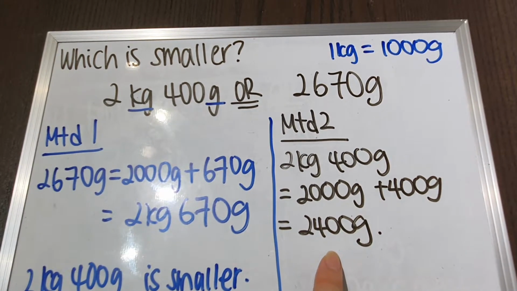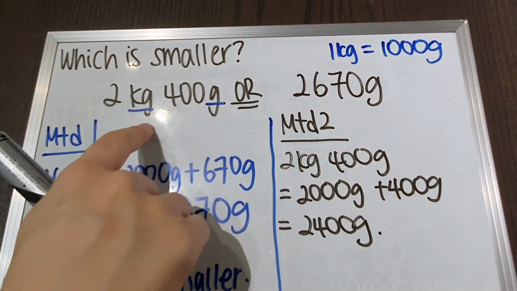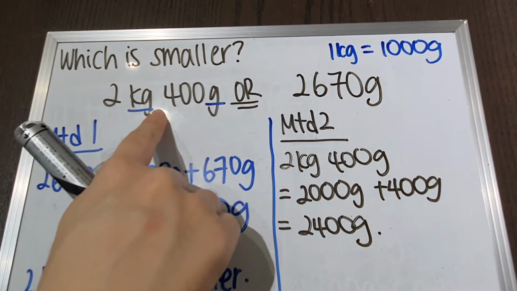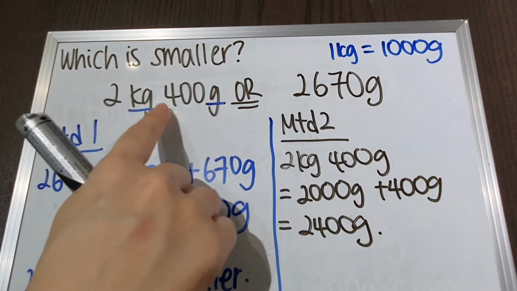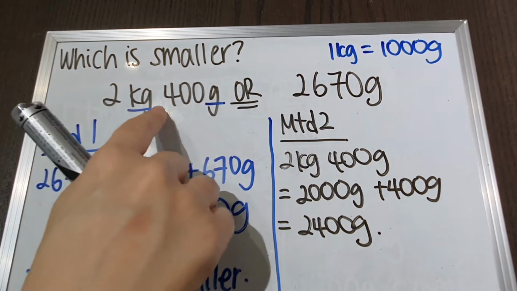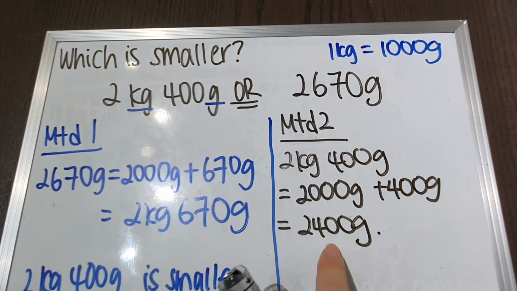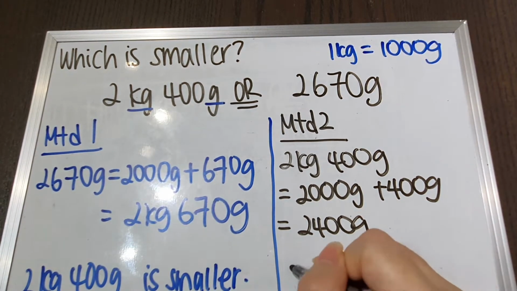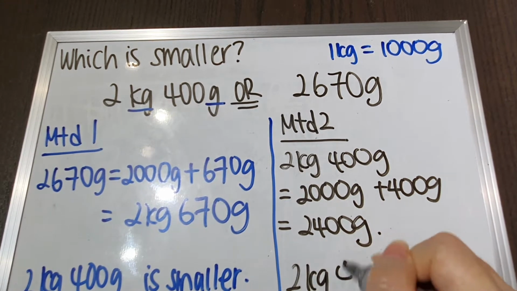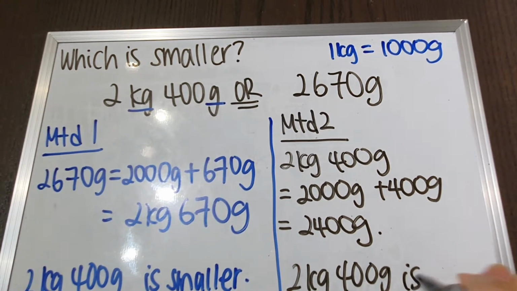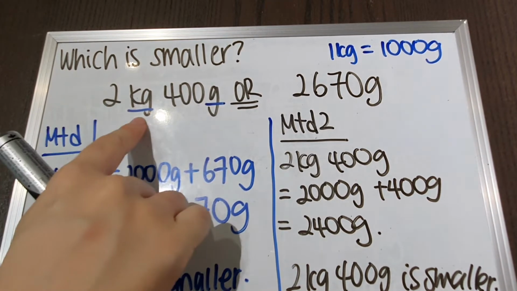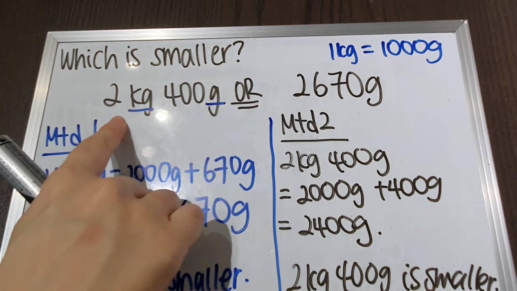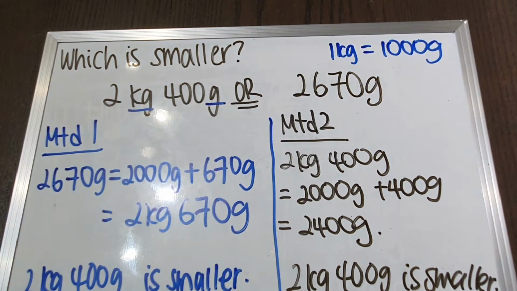However, in the question given here, the mass is actually written as 2 kg 400 grams. So when you answer the question, please stick back to the original options given to you instead of the converted one here. So you will still tell me that 2 kg 400 grams is smaller. Please do not write here 2,400 grams. Stick back to what was given here and write down 2 kg 400 grams as what you can see here.